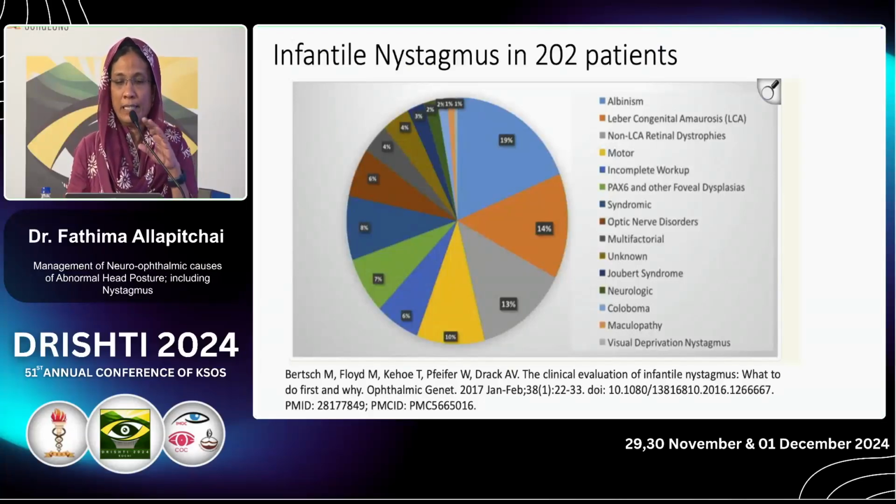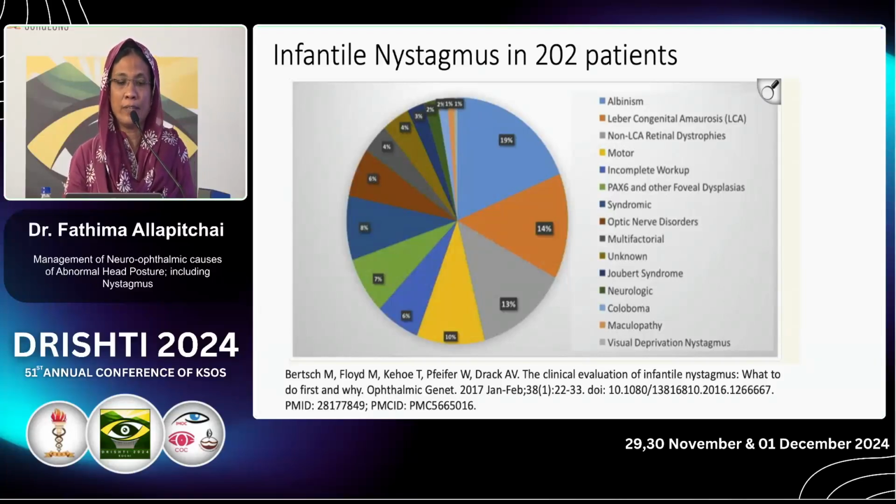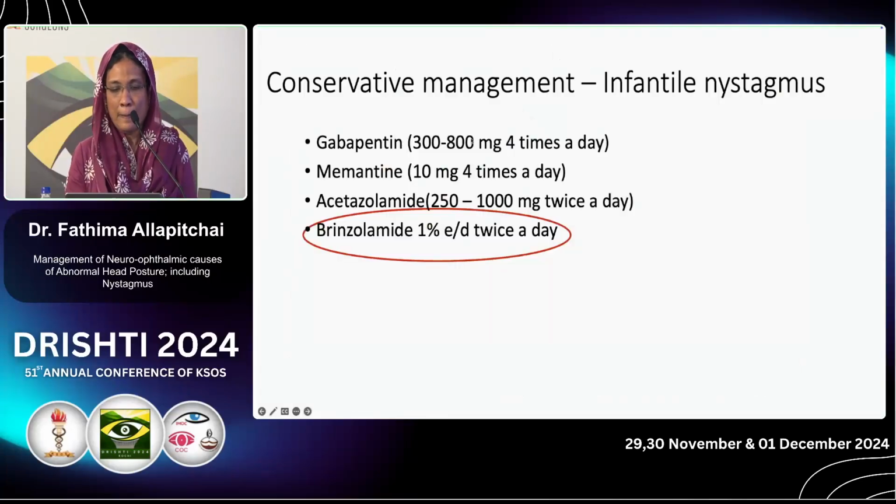So coming to infantile nystagmus, based on the literature nowadays, according to CEMAS classification, everything comes under infantile nystagmus, motor as well as sensory. The predominant cause is albinism. Next comes LCA and non-LCA dystrophies, motor, everything. So the conservative management we want to try for nystagmus, there are medications. Brinzolamide is the one I have tried in many patients, but most of them were not compliant. But few who were compliant were happy.